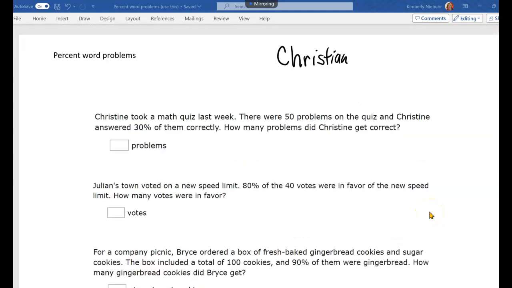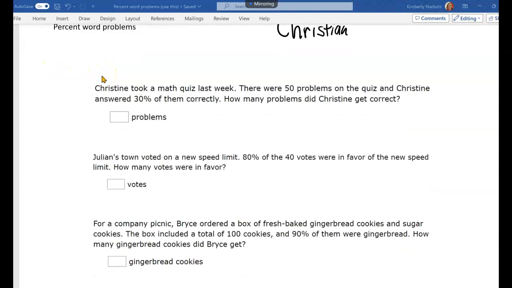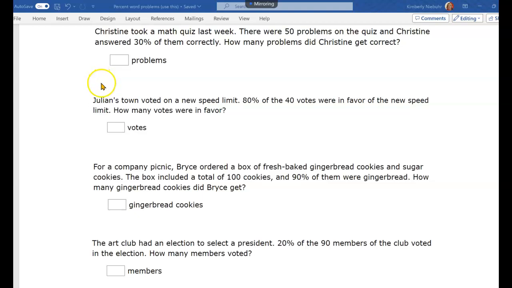All right, Christian, for your IEP math goal, you're working on percent word problems. So I'm going to read many of them to you. Christine took a math quiz last week. There were 50 problems on the quiz, and Christine answered 30% of them correctly.